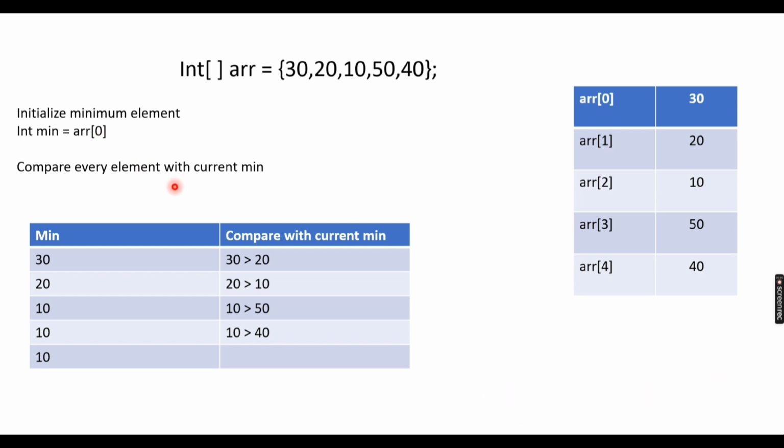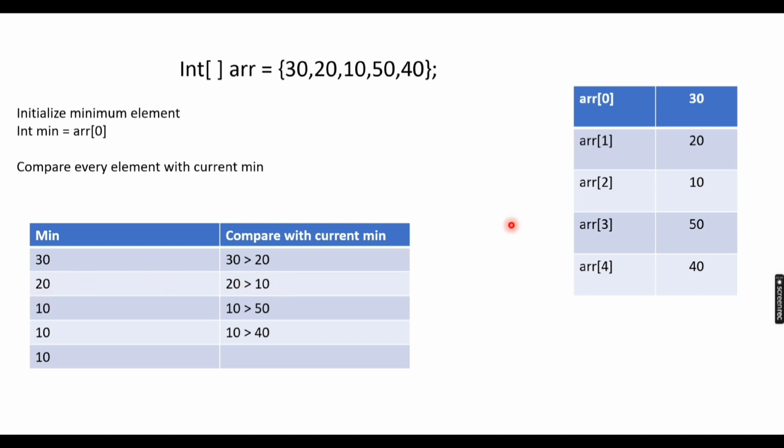So what does that mean? On the first step, the minimum is 30, right? Because you have initialized the minimum variable to 30. Then you will compare it with the other elements. So 30 will be compared to 20. If 30 is greater than 20, what does that mean? It means that 30 is not the minimum. The other element is the minimum, right? Because it is less than that. So you will update the minimum to 20.